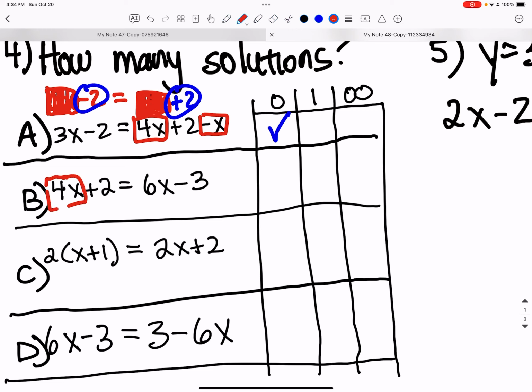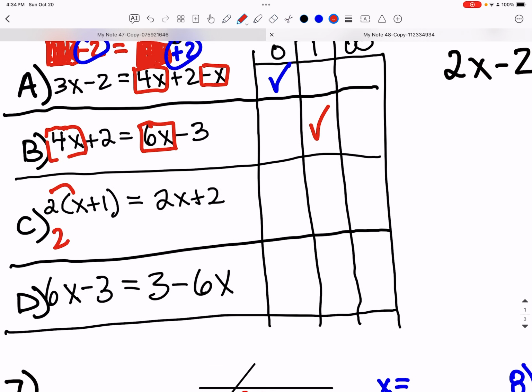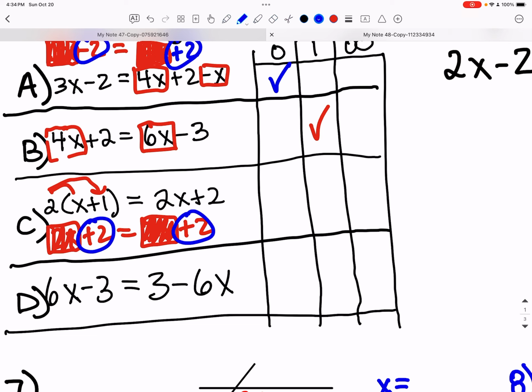Over here, I start with the x's. I've got 4 x's on this side, 6 x's on that side. Those are different. They're not going to cancel out. This is a normal problem with a normal answer. Over here, I do my distribution, 2x plus 2 equals 2x plus 2. Then I look at the amount of x's. There's 2 x's on this side, 2 x's on that side. They're going to cancel each other out. And we're left with 2 equals 2. That's always true.